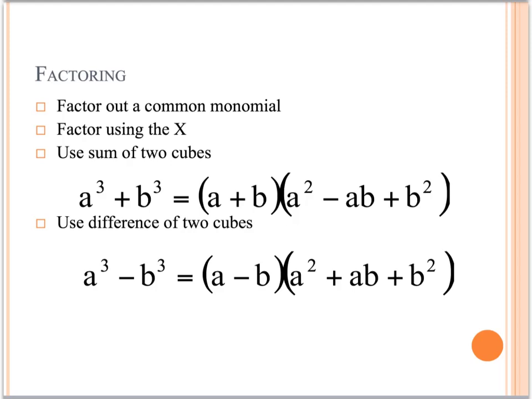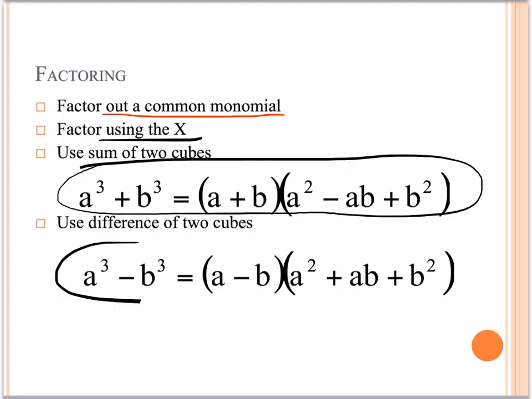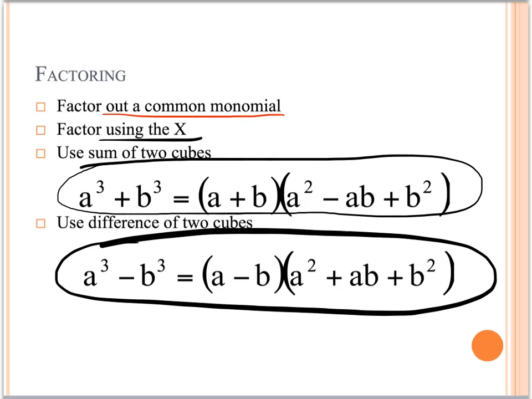So when we factor, please, please, please don't forget our very first step is to factor out the common monomial. Remember that we have issues with this. We always forget to factor out the common monomial first. Then we use the x if we can. If not, we have these two shortcuts that you have to memorize. There is no other way for me to help you remember it but to memorize it.